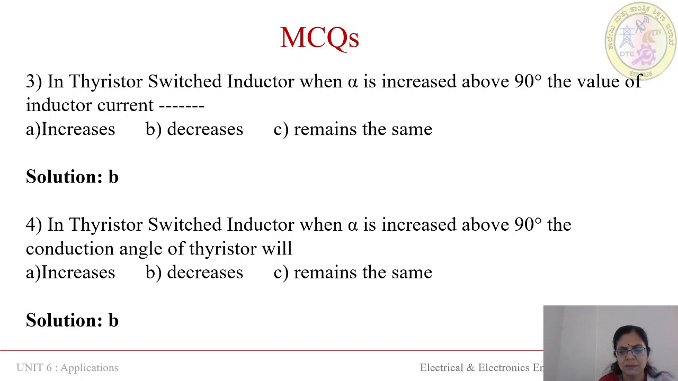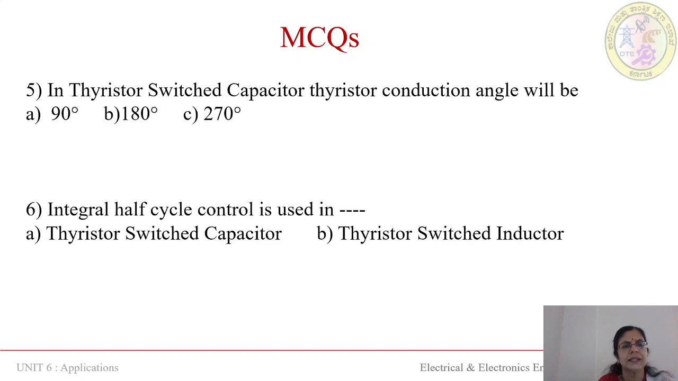So option is B. Next, in the thyristor switched capacitor, thyristor conduction angle will be 90 degree, 180 degree, 270. It is 180 degrees. Integral half-cycle control is used in thyristor switched capacitor or thyristor switched inductor. We have discussed that it is in thyristor switched capacitor.